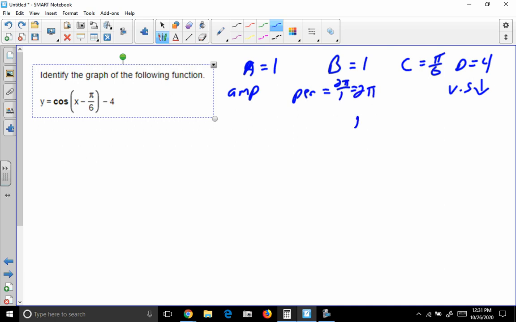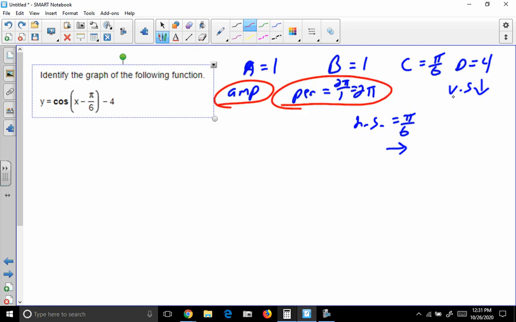And our horizontal shift is c divided by b. Pi over 6 divided by 1 is pi over 6, and that's going to be to the right, because we go opposite of that sign. Vertical shift, we go the same as the sign. So we have our amplitude, our period, our vertical shift, and our horizontal shift. So let's see. I've got some graph here.